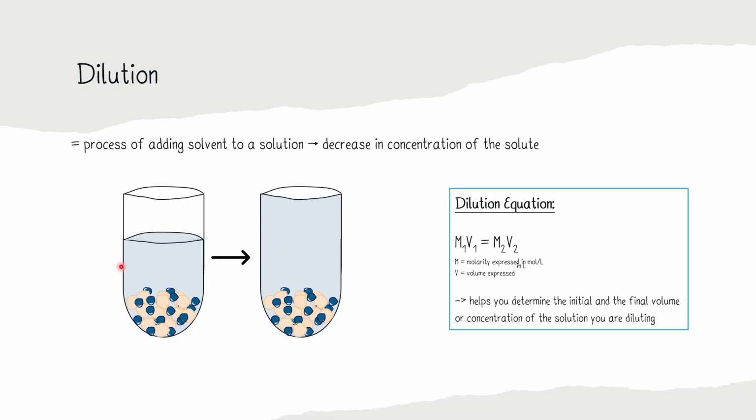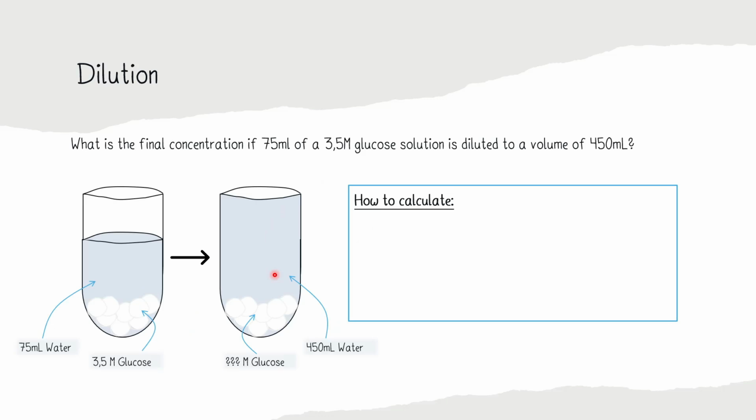So, for example, here we can see that we have initially some amount of water here, and in the second one we added more water, and now we want to know what are actually the concentrations of our solutes in here. So let's take a look at some examples. So we have the question: what is the final concentration if 75 milliliters of a 3.5 molar glucose solution is diluted to a volume of 450 milliliters? So over here in our first glass, we have 75 milliliters of water, and we have a concentration of 3.5 molars of glucose. We will talk more about this denotation of concentration in later videos.